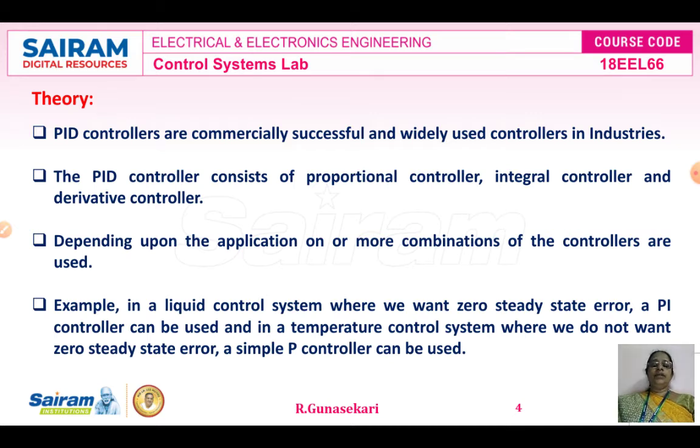For example, in a liquid control system where we want zero steady state error, a PI controller, PI means proportional integral controller, can be used. In a temperature control system where we do not want zero steady state error, that's why we are using the P controller, meaning proportional controller.